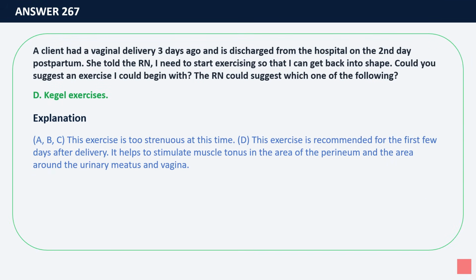Answer: D. Kegel exercises. Explanation: A, B, C. This exercise is too strenuous at this time. D. This exercise is recommended for the first few days after delivery. It helps to stimulate muscle tonus in the area of the perineum and the area around the urinary meatus and vagina.